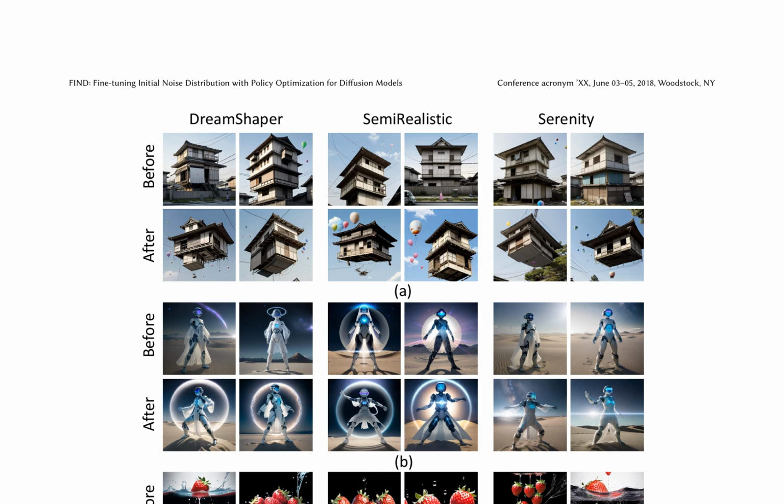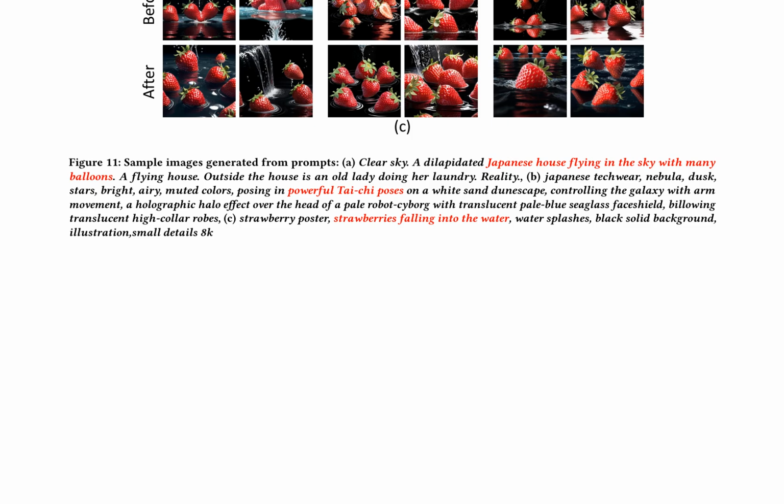The authors introduce the concept of Dream Shaper, which enables the creation of semi-realistic images from prompts. The paper showcases sample images generated using this method, including scenes of a dilapidated Japanese house flying in the sky, a person doing laundry, and a strawberry poster. These images demonstrate the capability of the Dream Shaper to produce detailed and realistic scenes.